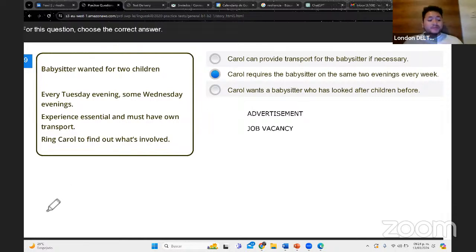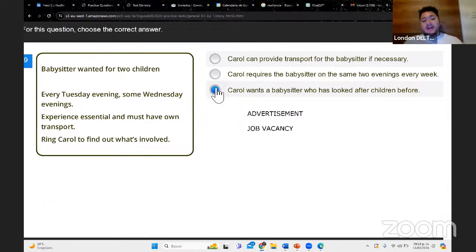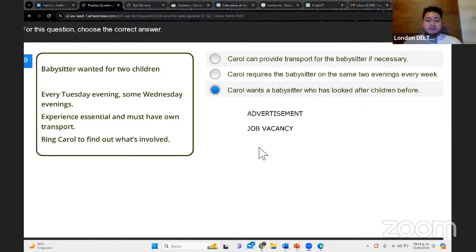Okay? Therefore, we have the last option. Carol wants a babysitter who has looked after children before. So, what is the meaning of look after? This is a phrasal verb. Look after. What is the meaning of look after?